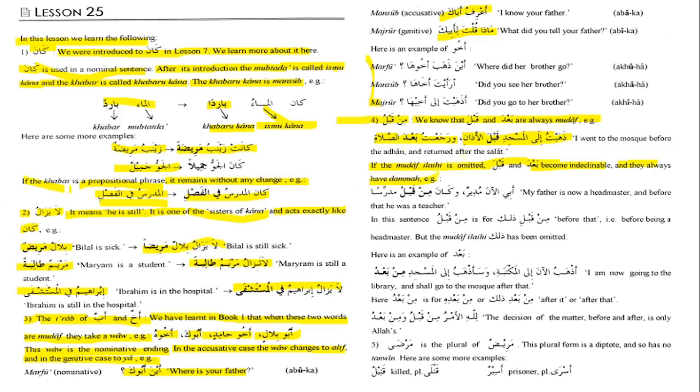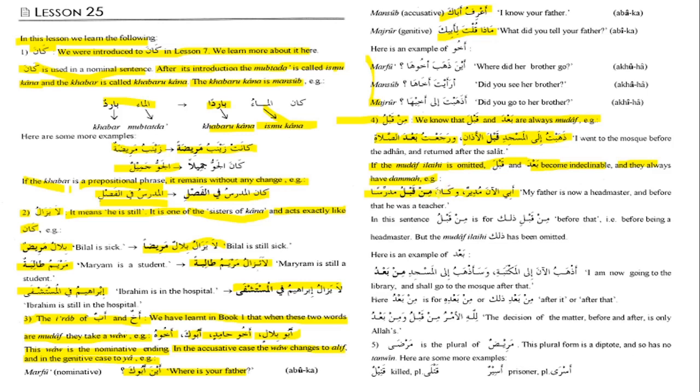But we're saying now that when they come and you did not mention the mudaf ilayhi of them, they will come with a dhamma, and in that case, they will become mabni, and whatever comes before, they will not change that dhamma. For example, Abi ana mudirun. My father is now a mudir, a director, a headmaster. Wa kana min qablu mudarrisan.